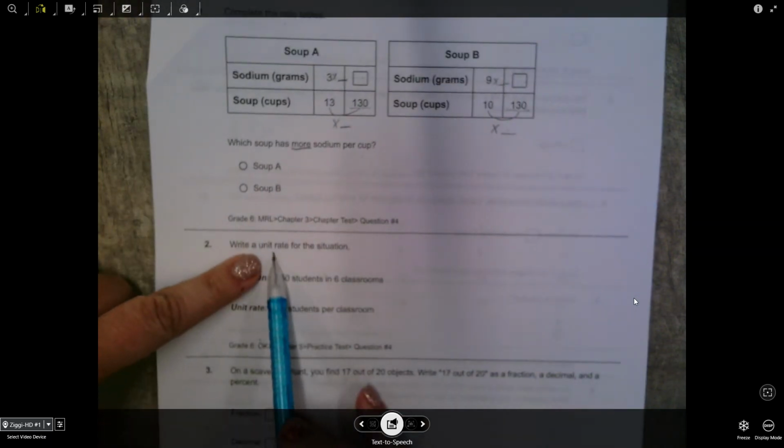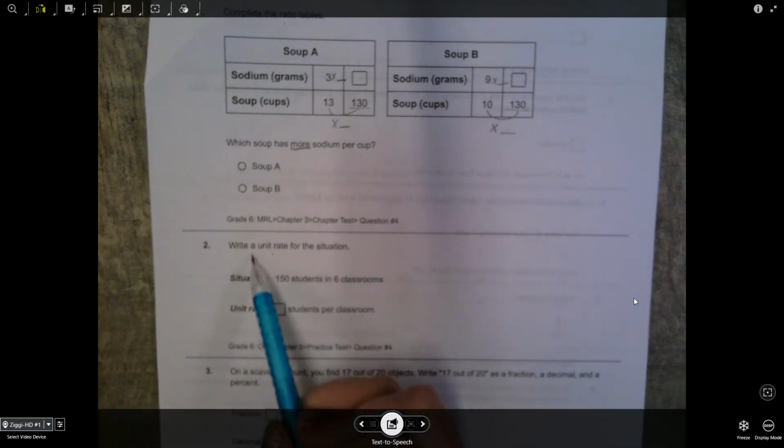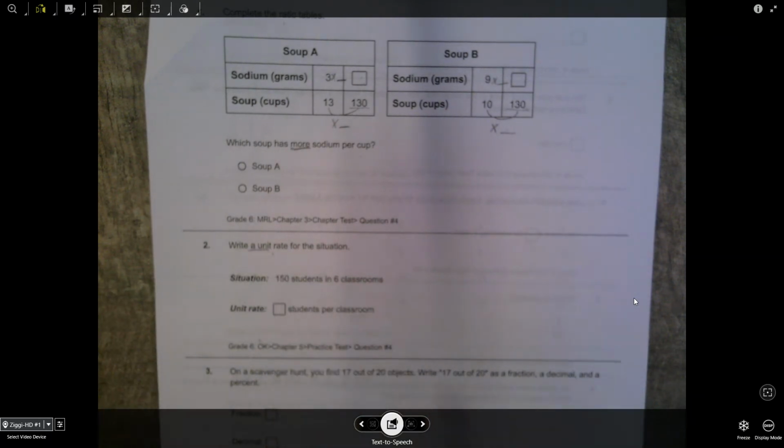Unit rate, I've talked to you about in a bunch of the videos. Think about what that means. A unit.